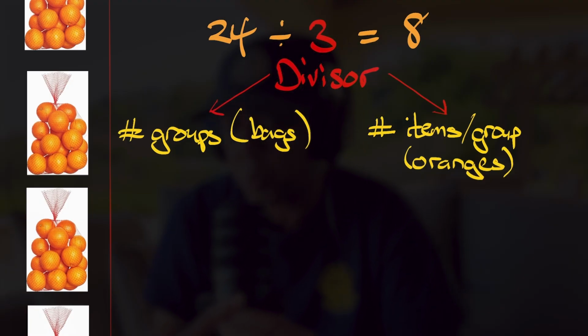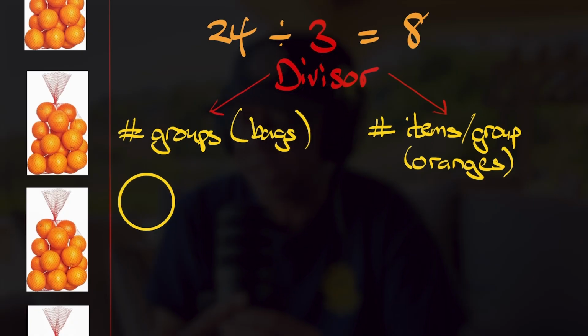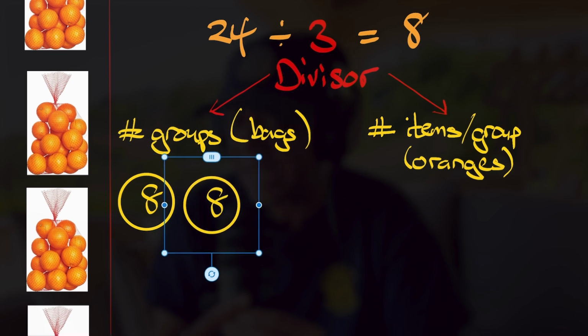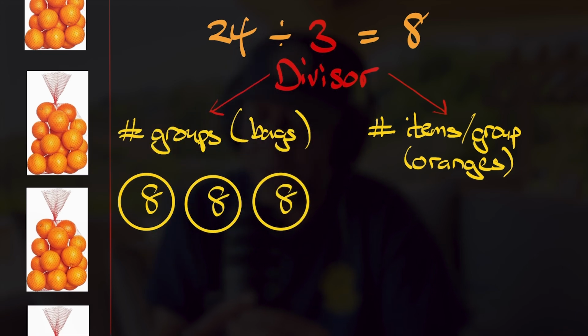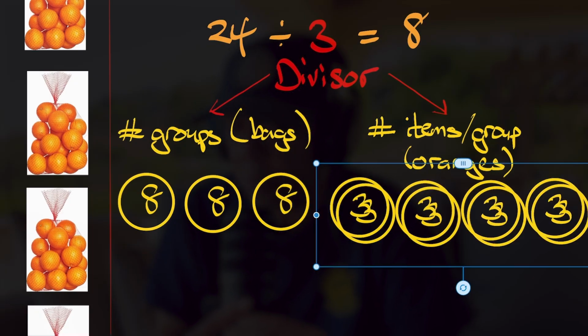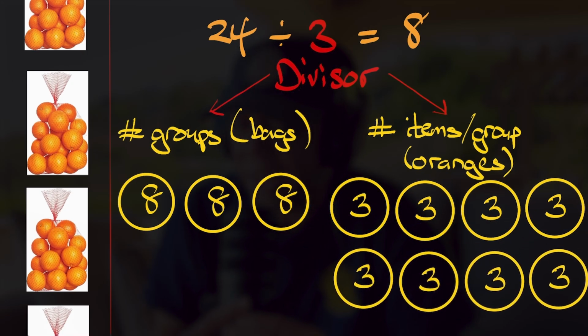So the first one we're going to look at are the number of bags, where 3 is just the number of bags. Well, our quotient is 8, so I know that there are going to be 8 oranges in each of the 3 bags. So I'm going to have 3 groups. I'm going to show 8 in each, and that's that. The next one, 3 is the number of items in each group. This means I'm going to have 8 groups, and I show 3 in each of the 8 groups.